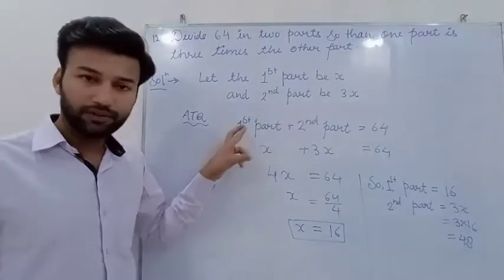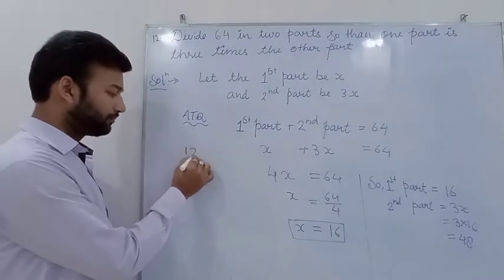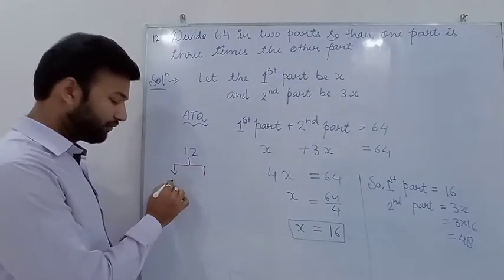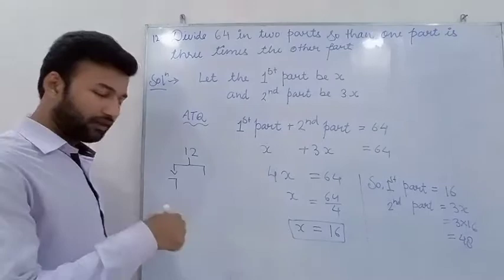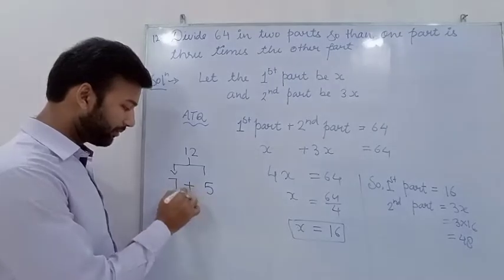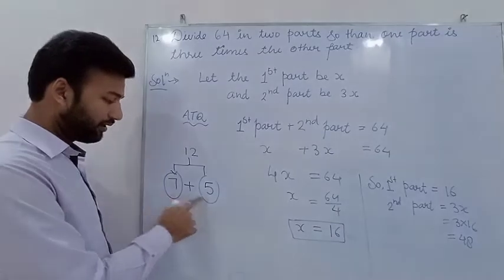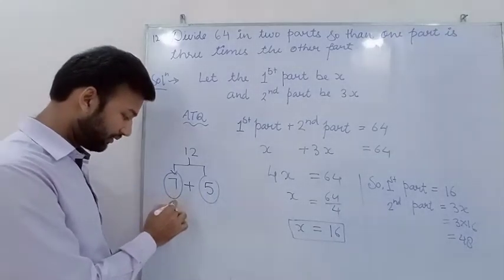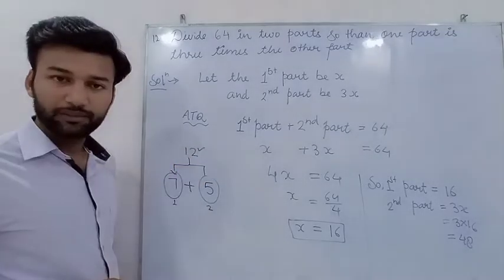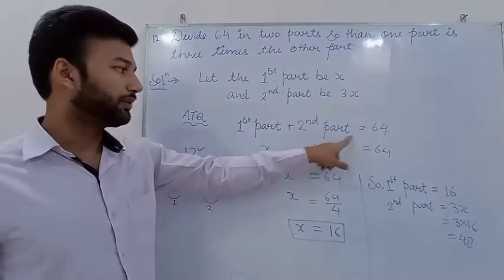Okay. It may be confusing why we are adding. So remember one thing. For example, divide 12 into two parts. Let the first part be 7. Okay. And the other part is 5. Clear? Now you can check, 7 plus 5 is 12. So they are dividing into two parts, 7 and 5. It means this is the first part, this is the second part, and after addition, this is the original number. That's why I am writing the sum of both numbers. So first part plus second part equals 64.